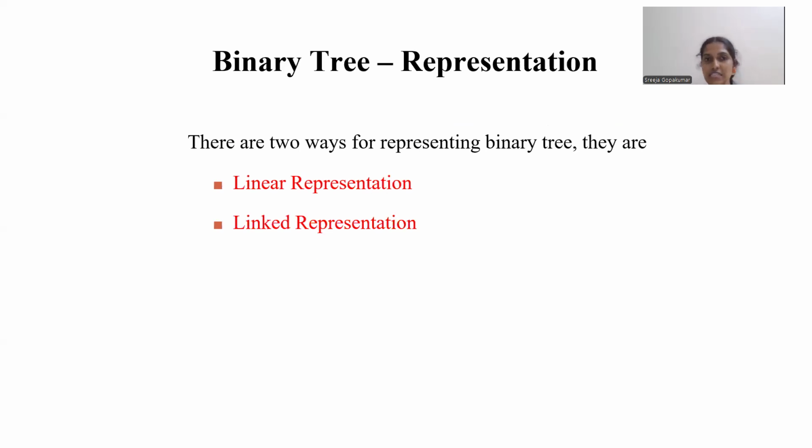So now we have seen the different types of binary trees. Now we are going to see how we are going to represent that particular binary tree. There are two ways of representing the binary tree: one is linear representation, the other one is linked list representation. So let's see one by one.